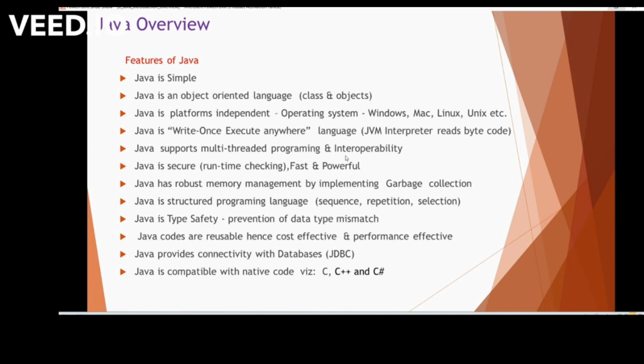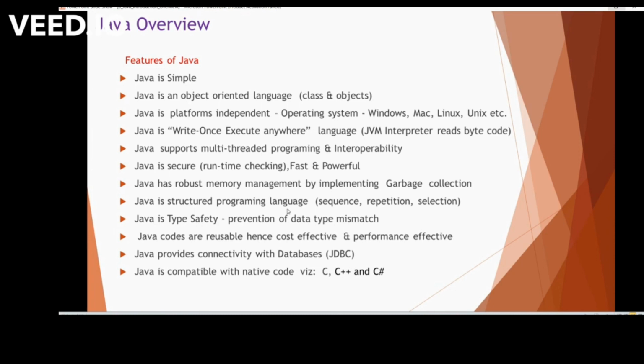Java is secure, fast, and powerful. Security is provided in the form of the security manager, which is present inside the JVM. Java has robust memory management by implementing garbage collection, and it is a structured programming language. And Java is type safe, with prevention of data type mismatch, for example mismatch between data types like int and float.